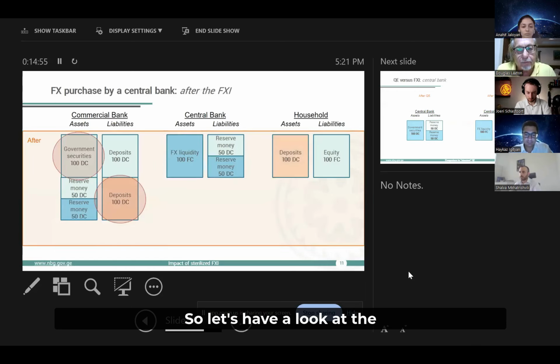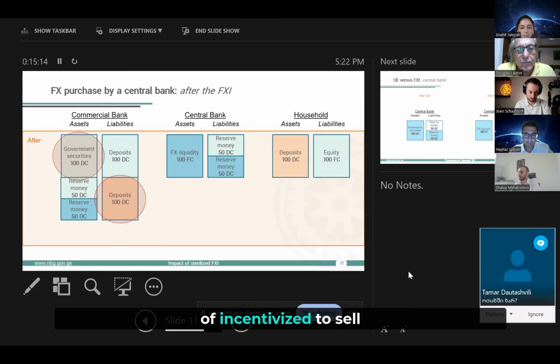So let's have a look at the final balance sheets after the FXI from the central bank. When the bank sells FX to the central bank and closes its FX position, this is how things look. Now banks have a closed FX position, but the household was incentivized to sell its dollar deposit, and now instead the household has these lari deposits, which is essentially equivalent to increasing the broad money aggregate. But let me do this comparison in a minute.